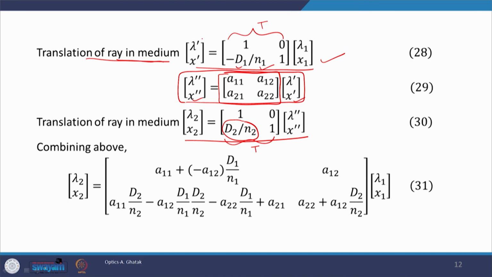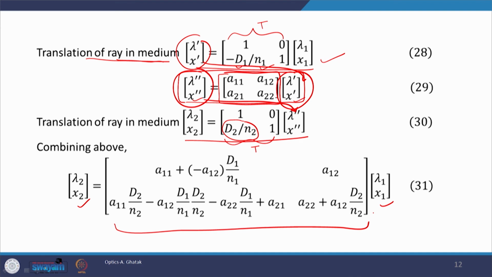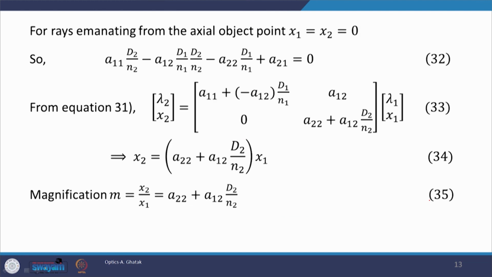How to combine this? This would be substituted here in equation number 29, and once the expression for lambda double prime x double prime is known, this would be substituted here in equation 30. This will ultimately relate lambda 2 x2 with lambda 1 x1 with this complex 2 by 2 matrix, which is given by expression 31. And what are the unknowns here? The unknowns are A11, A12, A21 and A22. Okay, let us proceed further.